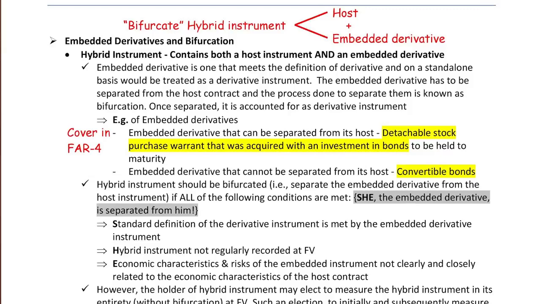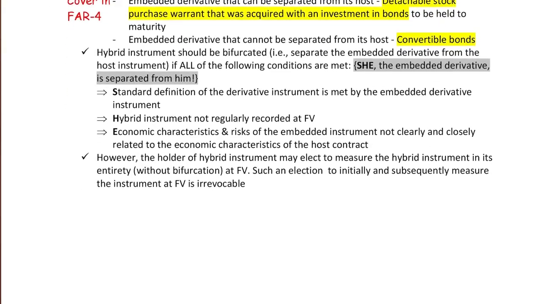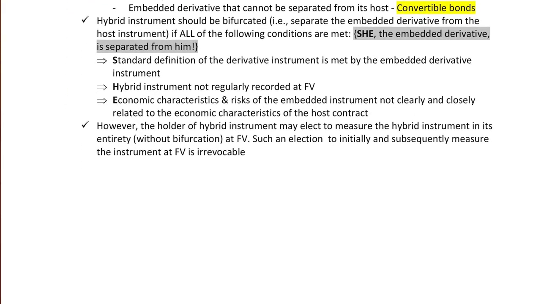As we have noted on top of this page, the hybrid instrument should be bifurcated. That means the host and the embedded derivative should be separated if all of the given conditions are met. And the first condition is that the embedded derivative meets the characteristics of a derivative. And you can write the SUN, sun to the power of n, and highlight S. So the embedded derivative meets the sun to the power of n criteria.